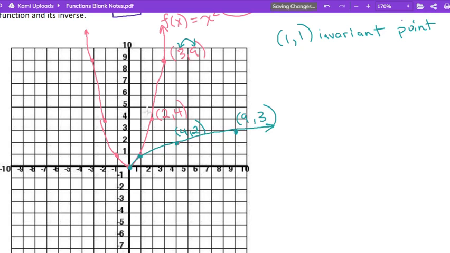Starting to look like a radical function, wouldn't you say? But let's not forget that we have these points here in the third quadrant. So I've got negative 1, 1, which when swapped is 1, negative 1. I've got negative 2, 4, which when swapped is 4, negative 2. And then 9, negative 3.